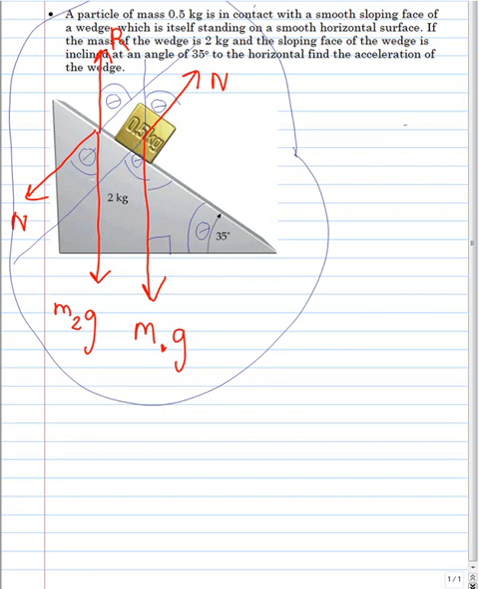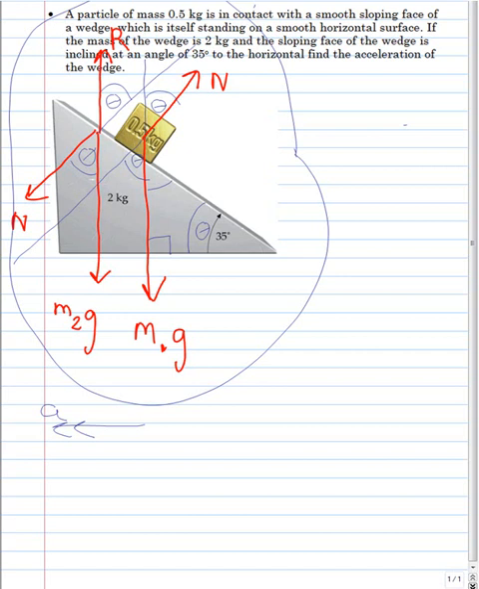So here's my system, and I'm going to jump into a frame of reference that is accelerating to the left with a rate a, which is the same acceleration as the wedge. This means I'm going to have some pseudo forces in my non-inertial frame of reference. The pseudo forces have the size ma and act in the opposite direction to the accelerating frame of reference.